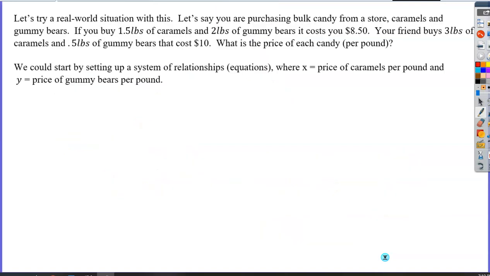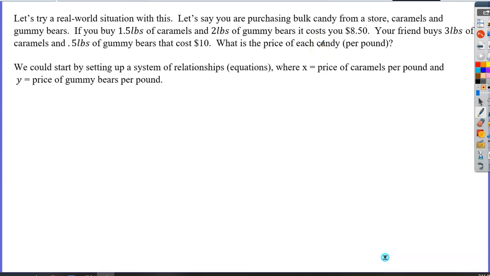So let's try one. Let's try a real world scenario. So I said, okay, let's say you're purchasing bulk candy from a store. You're getting caramels and gummy bears, and you're going to buy 1.5 pounds of caramels and 2 pounds of gummy bears, and it's going to cost you $8.50. And your friend buys 3 pounds of caramels and 0.5 or half a pound of gummy bears, and it costs them $10. What's the price of each candy per pound?